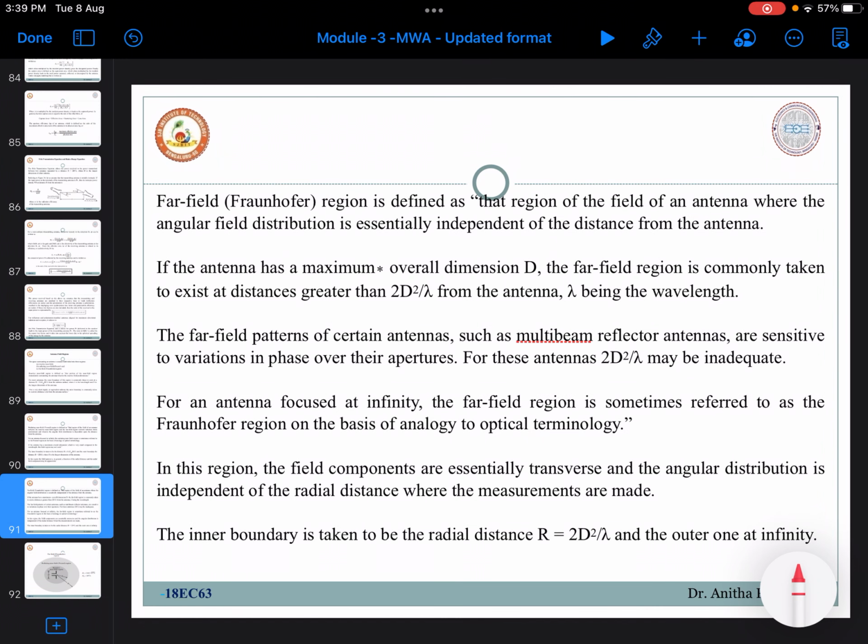The last one is the far field region, or Fraunhofer region, the region of the field of an antenna where the angular field distribution is essentially independent of the distance from the antenna. This region commonly exists at a distance greater than 2d square by lambda from the antenna, where D is the maximum aperture of the antenna.